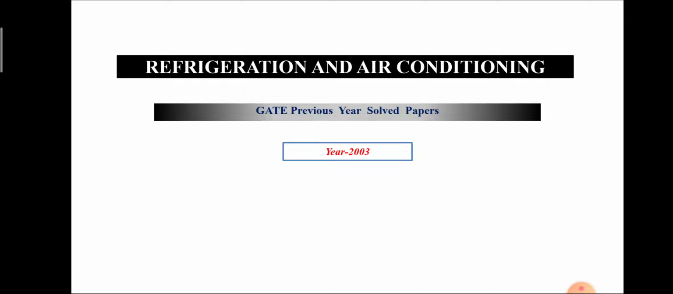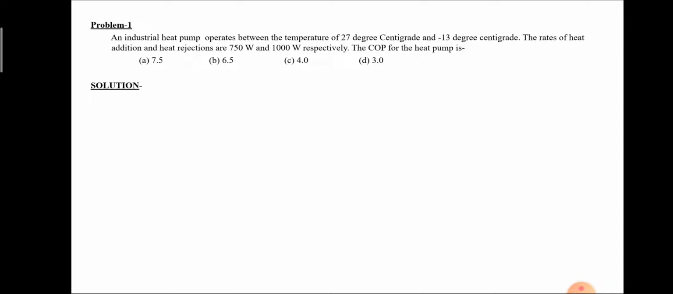The subject is refrigeration and air conditioning. So let's move to the first question. This question talks about an industrial heat pump that operates between the temperatures 27 degree centigrade and minus 13 degree centigrade. The rates of heat addition and heat rejection of the heat pump are given. These are 750 and 1000 watt. We have to find the COP.